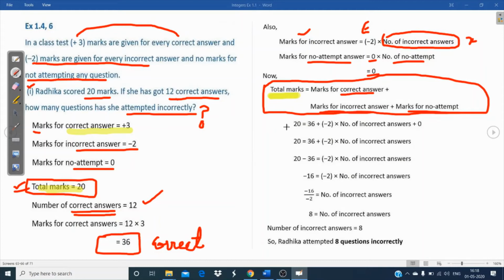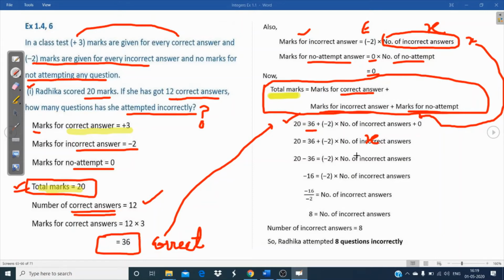Now, total marks was 20. We have written here 20, which is equal to marks of correct answers. And marks of correct answers, what are we getting? 36. So we have put here 36, plus marks of incorrect answers, so plus minus 2 into the number of incorrect answers, plus 0. So 20 equals 36 plus minus 2 times x. I told you, you can suppose the number of incorrect answers as x. Plus 0 doesn't matter. So minus 2 into x we are writing here.